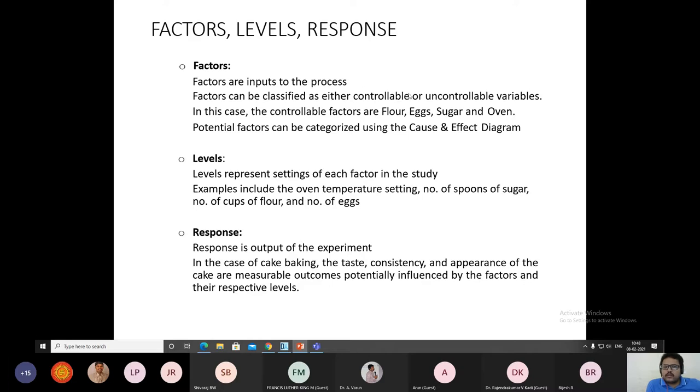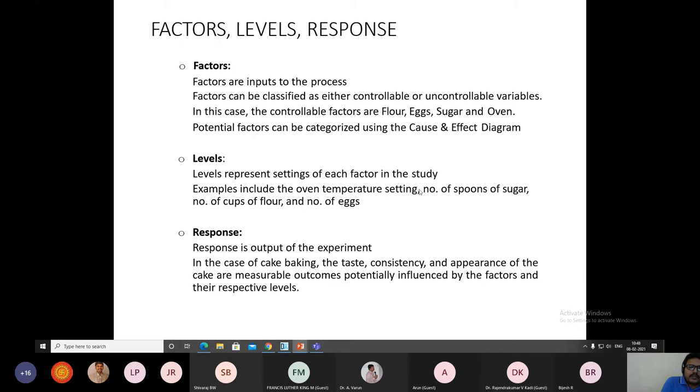So controllable, we can concentrate, and based on these controllable variables in any experiment, you can arrange the suitable levels and the combination of factors. Yeah, levels. Levels represent the setting of each factor in the study. Examples include the oven temperature setting, number of spoons of sugar, number of cups of flour, and number of eggs, right? So these are the levels.